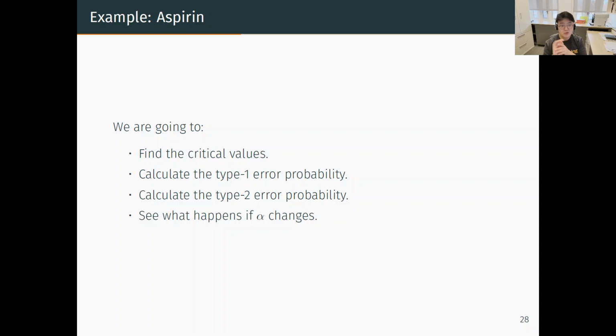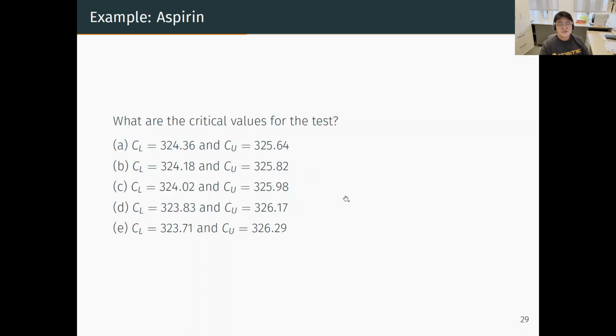First, we will calculate the critical values, which is pretty simple, and then type 1 error, type 2 error probabilities. And then finally, we will do a numerical experiment. What happens if alpha changes? We will calculate those error probabilities for different alphas. Okay. First, it's simple. What are the critical values?